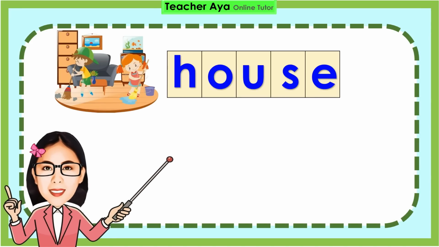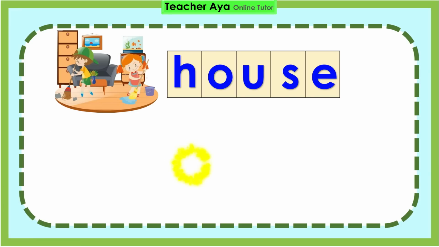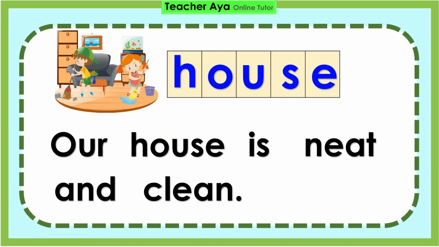Now, let's use the word house in a sentence. Our house is neat and clean. Again, our house is neat and clean. Your turn to read, children.